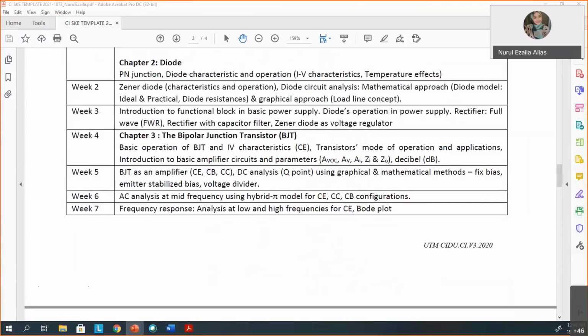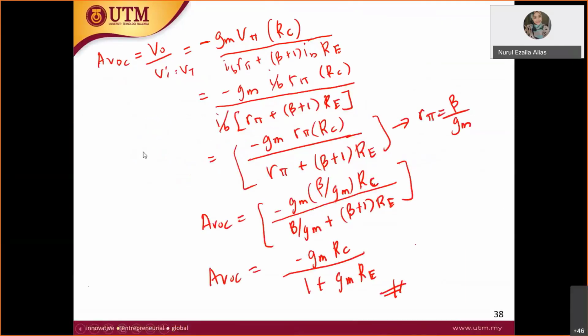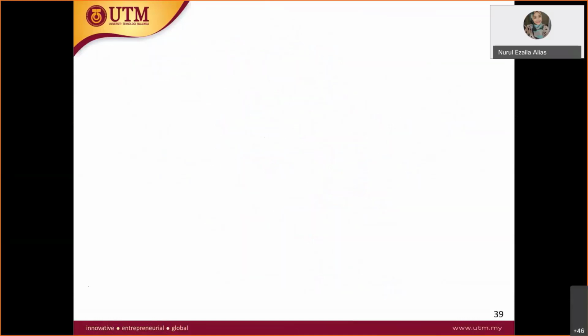Same thing here. So this is just the derivation for the AVOC. So let's derive for the I in. This is the best part. Sorry, not I in. For the current gain, which is I out over I in.